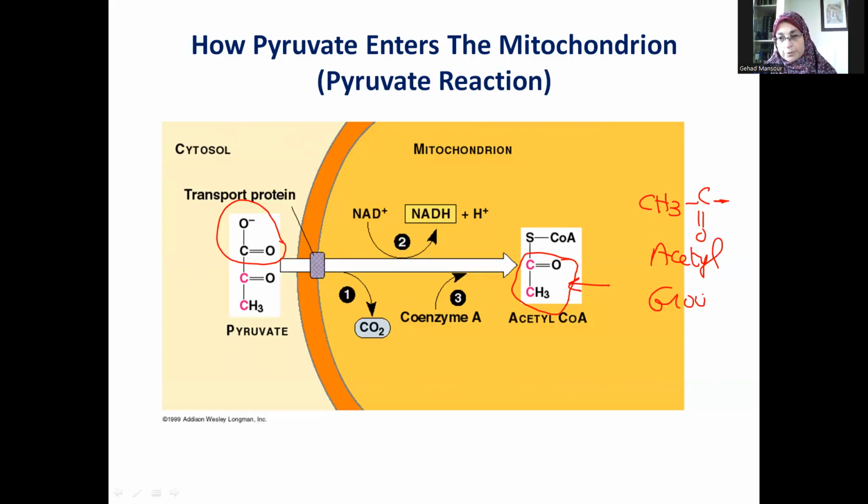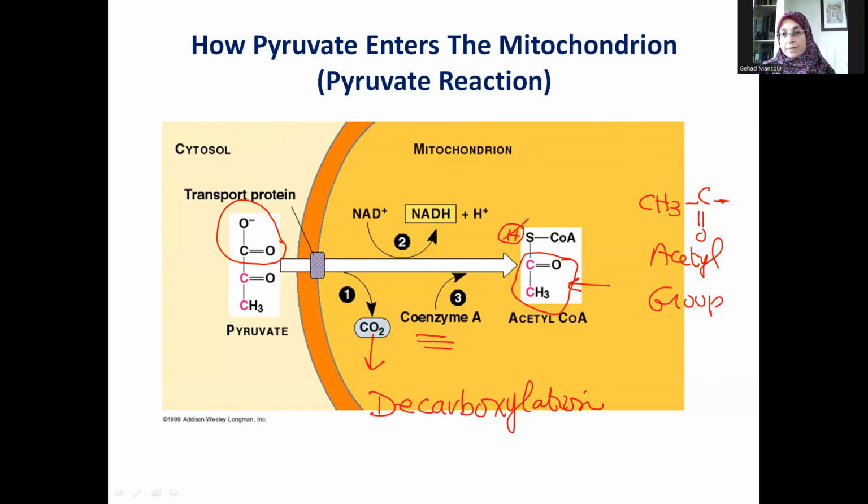Acetyl group. So there is actually a molecule of carbon dioxide that is removed. That's why we call it a decarboxylation reaction. And then there is binding of this shuttle molecule, which is coenzyme A, with the acetyl group to form acetyl coenzyme A. And here, coenzyme A ends by SH, okay?